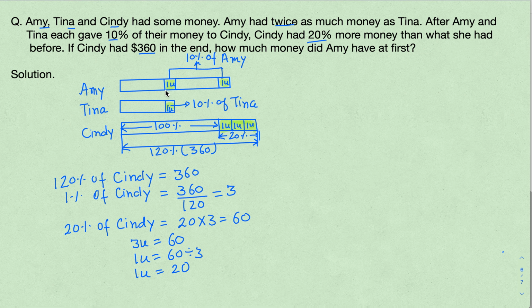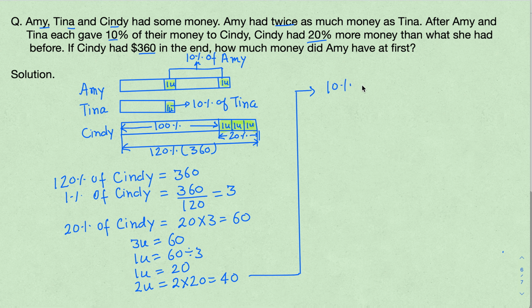So we know that she gave 2 units here. See, 2 units of money to Cindy, right? So we should first try to find out how much 2 units will be. That will be 2 times 20. That will be 40. So basically Emmy gave $40 to Cindy, right? Emmy gave how much to Cindy? She gave $40 to Cindy. So we can see from here, 2 units is how much? This $40 is 10% of Emmy, because she gave 10% of her money to Cindy, right?